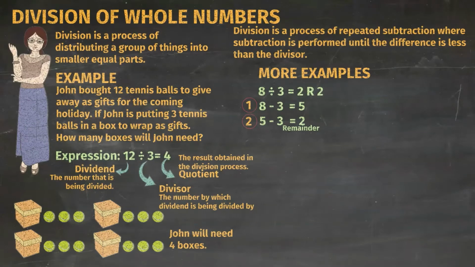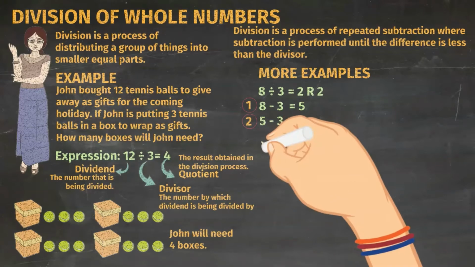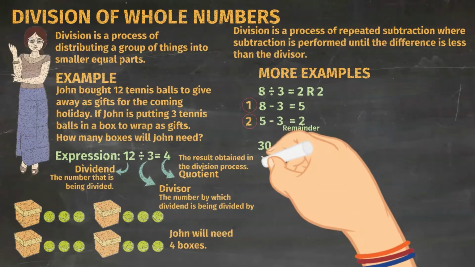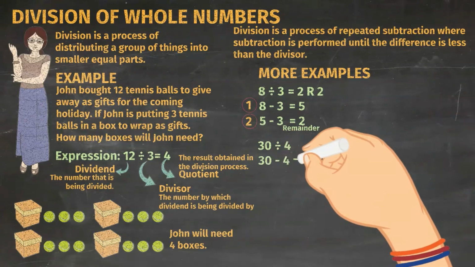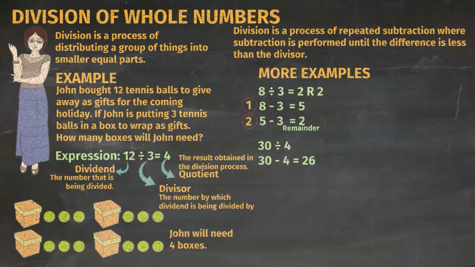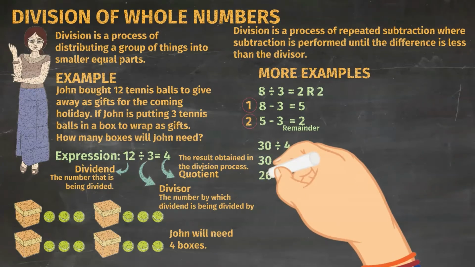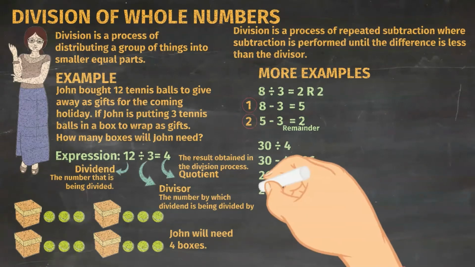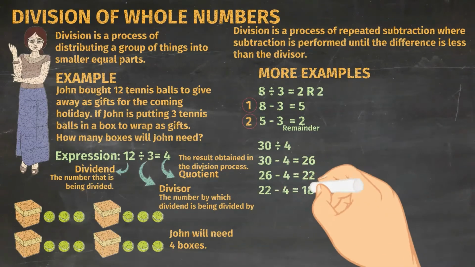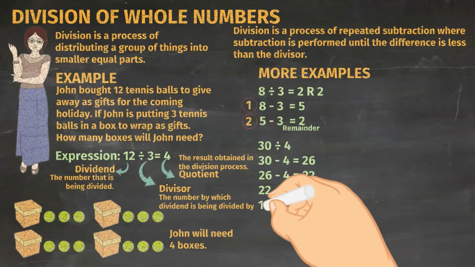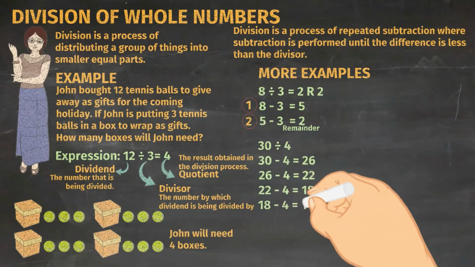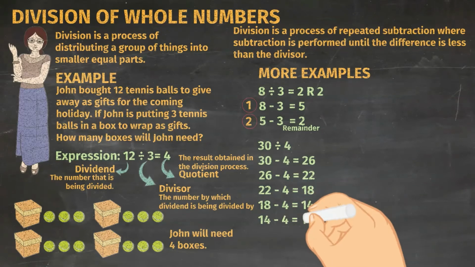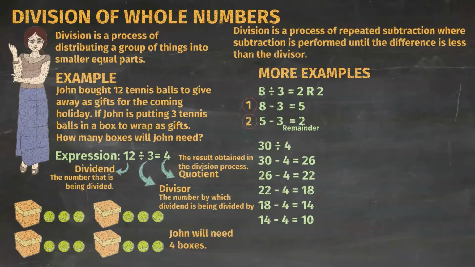Next example. 30 divided by 4. Let's begin. 30 minus 4 equals 26. 26 minus 4 equals 22. 22 minus 4 equals 18. 18 minus 4 equals 14. 14 minus 4 equals 10.